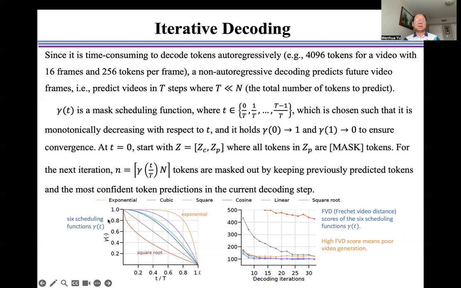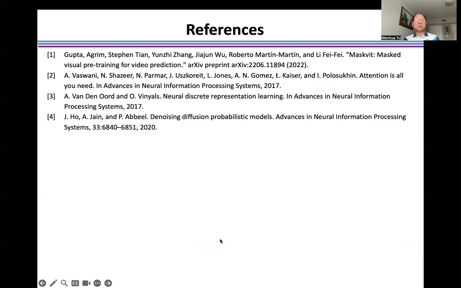As shown here, these are the six scaling gamma functions. And here are FVD scores of the six scaling functions. High FVD score means poor video generation. For more details, please check these references.